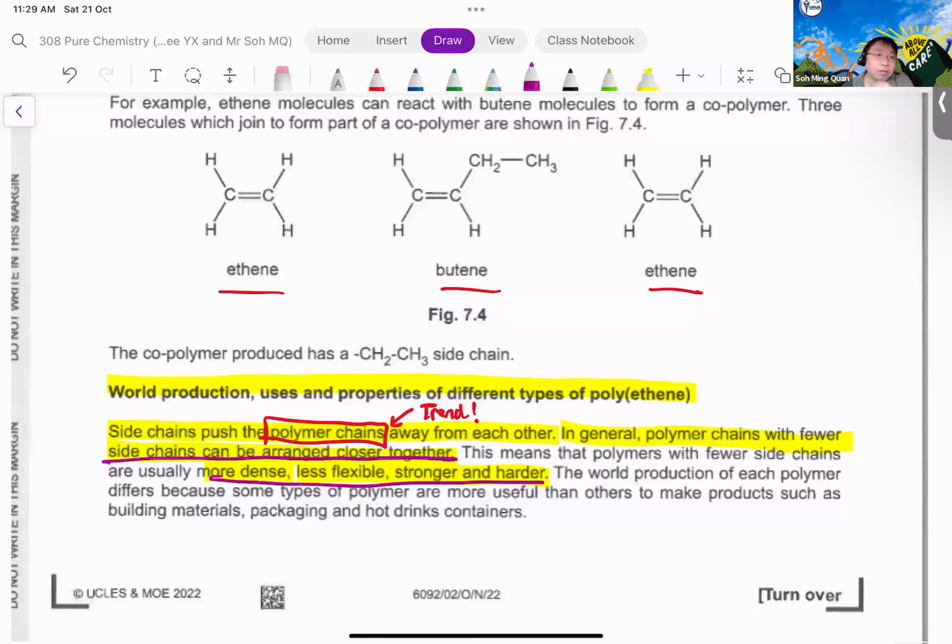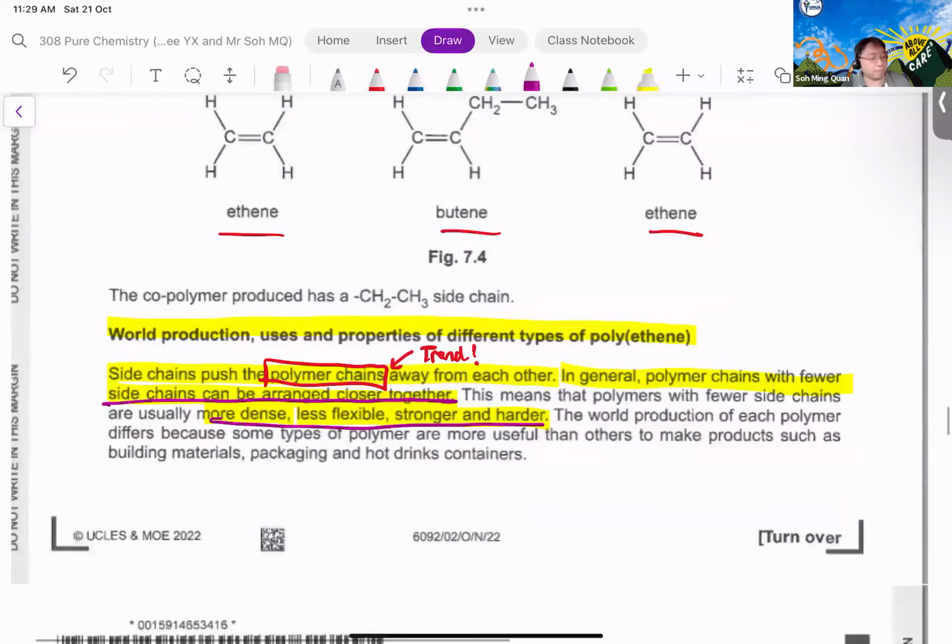Okay, so learn to extract information. Whenever there's a definition or trend, underline. That's why if your paper is very clean, something is wrong. If you want to get 12 out of 12, you must read carefully. You must annotate. All right.